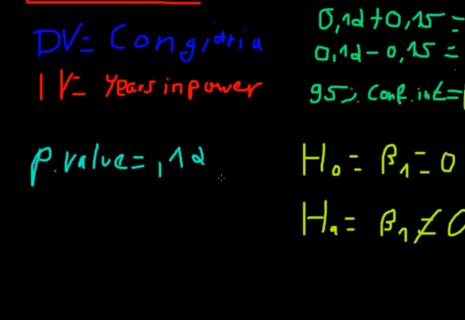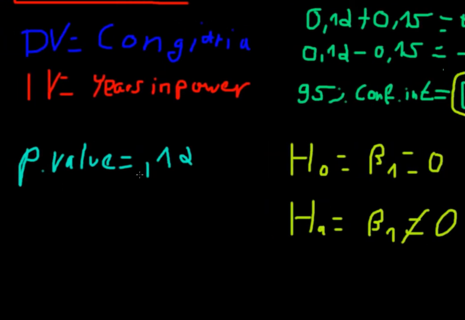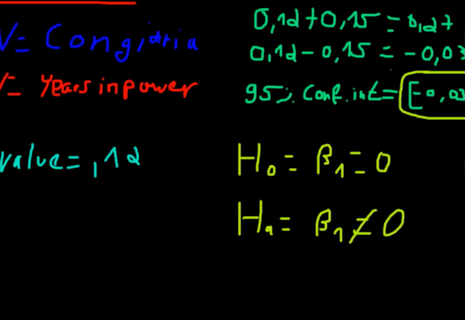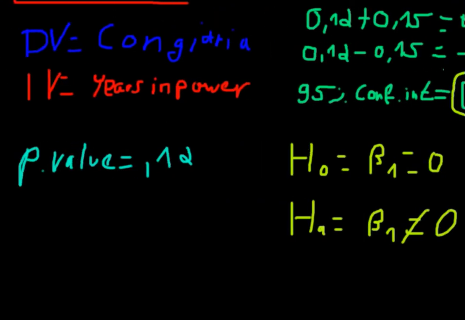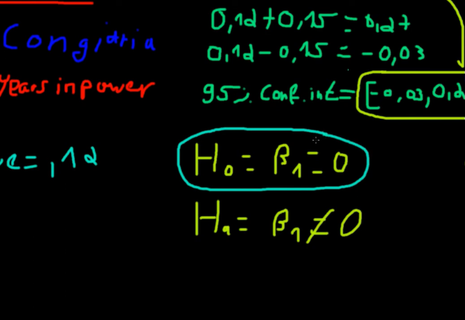What do we make of this? Well, the value is above a threshold of 0.05, and we therefore fail to reject the null hypothesis. So what we have to do is, if our p-value is greater than our chosen significance level of 0.05, for example, we don't have enough evidence to reject the null hypothesis, and we therefore accept it. We have to accept the null hypothesis that the coefficient is not statistically different from zero.